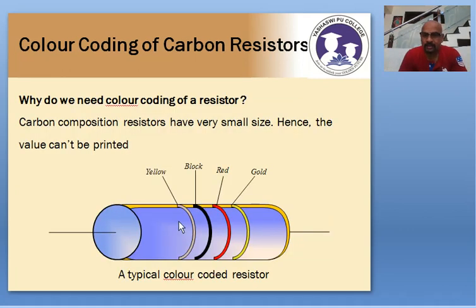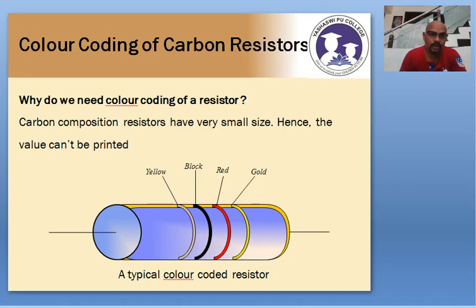Now notice that there are 4 colors here. One is, say for example, yellow. Second one black. Third one red. Fourth one gold. For yellow we give one number, and this first ring represents the first digit. This second ring represents the second digit. Third one represents the multiplier of 10, or how many zeros should follow after the first 2 digits. Fourth ring represents the tolerance, and what tolerance means you will understand later.